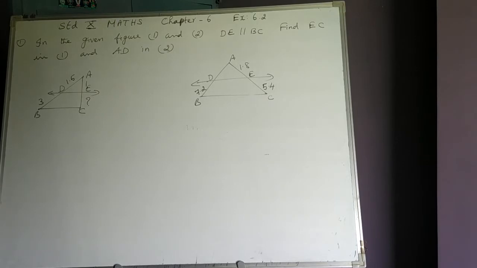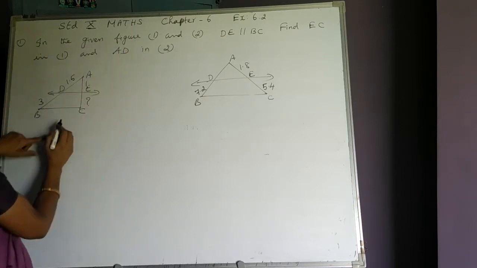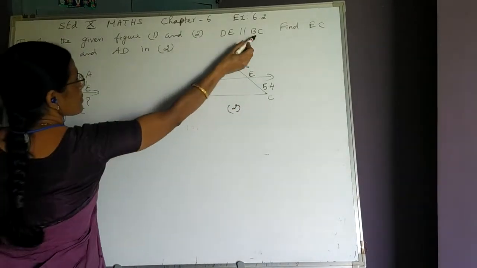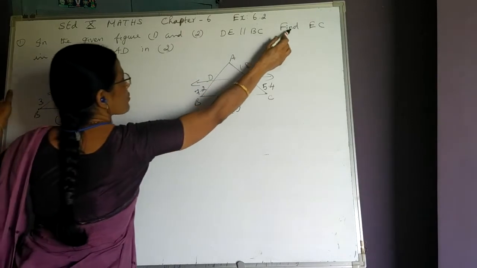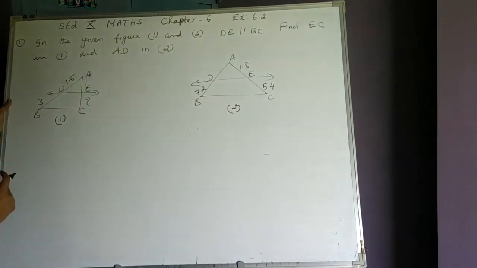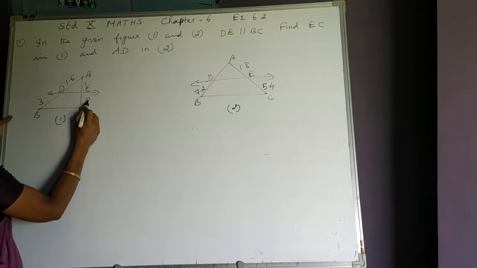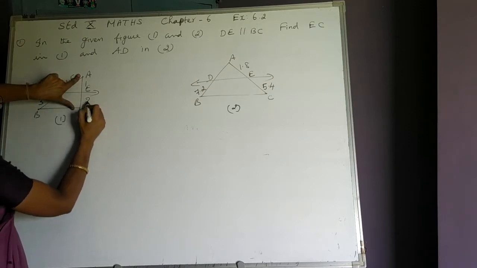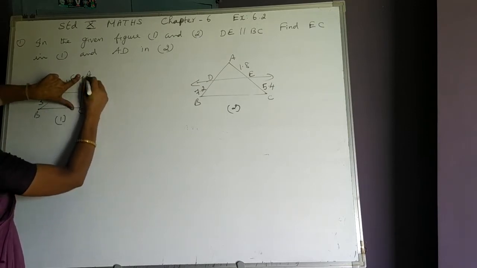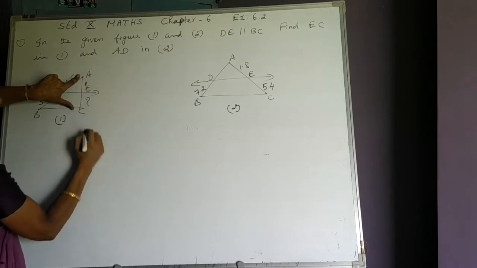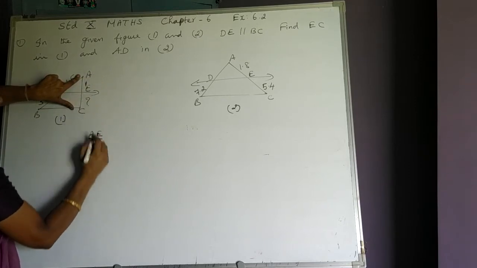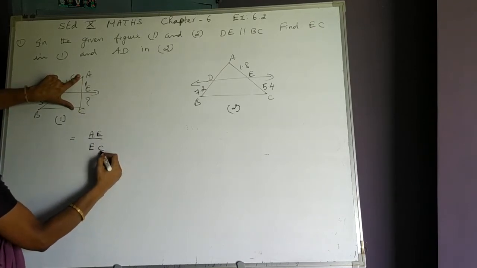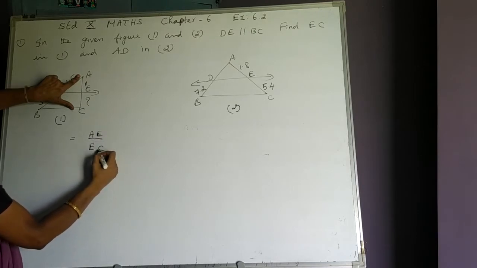So in the first question, this is figure 1 and this is figure 2. DE is parallel to BC. The question is find EC. First I consider the question mark side. The question mark side is on AC, so forgetting the other side, I remember this only. On the question mark side, what is given? AE is given, this 1 is given for AE, and the question mark is for EC. So on the question mark side, this is given and this is asked. So I have taken the ratio AE upon EC.